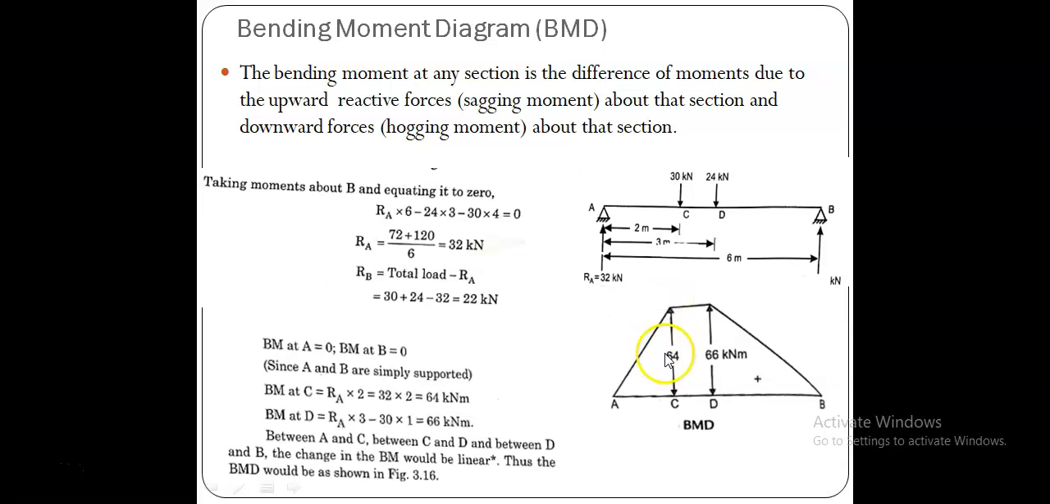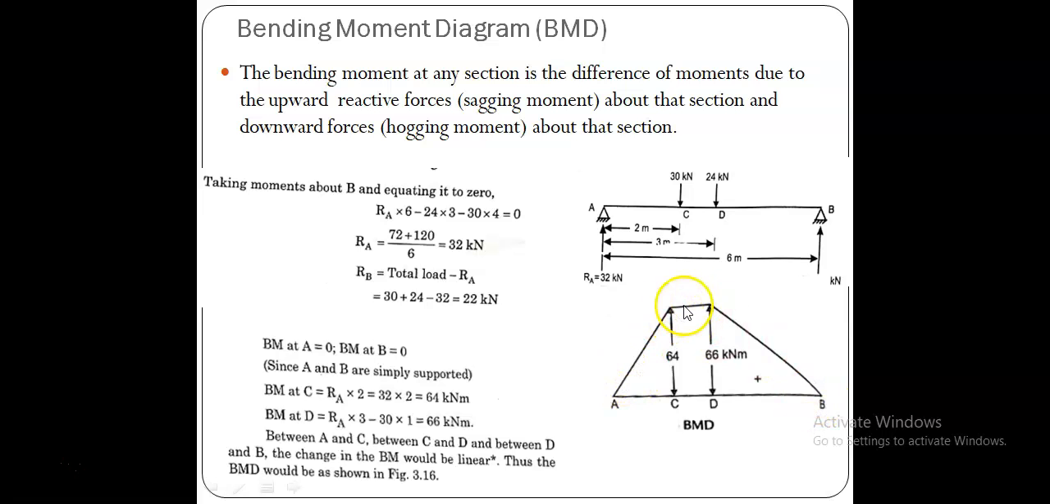Like that, I can also find the bending moment at D. It is also RB into this distance, that is 22 into 3, which is 66 kilonewton meter. And at support B it is 0. The bending moment value is 0 because it allows rotation. There is no reactive moment produced. Now I can connect all these points by straight lines.